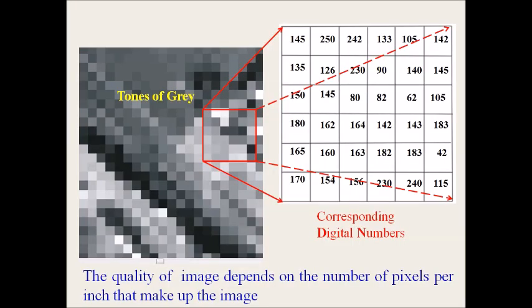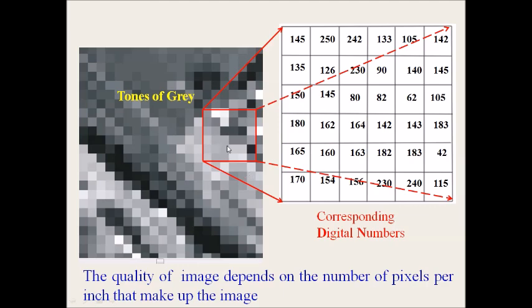Now again I have taken the same zoomed image where we have taken a 6 by 6 grid of pixels. Now in this 6 by 6 grid, the corresponding digital numbers are given, and this cell which shows maximum reflection has a digital number of 250, whereas this cell, which is showing minimum amount of reflectance, or we can say it is black, is showing a reflectance value or the DN value of 42.